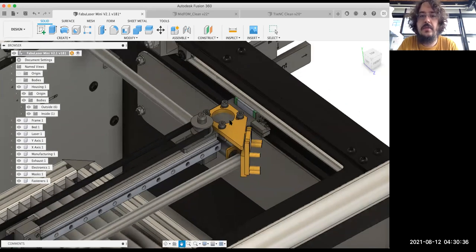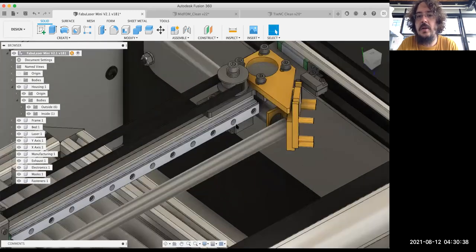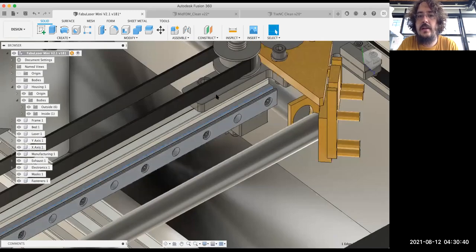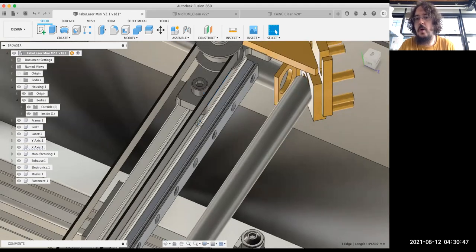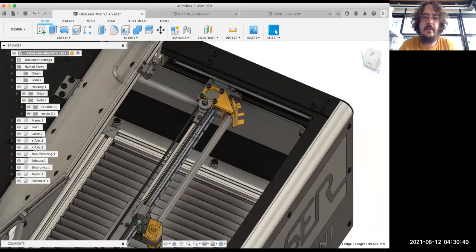So the next design will have the x-axis as a one piece. And now it's a linear guide here, profile here, this holder here on the right, one other holder on the left, lots of screws over here, and this is a huge problem we have right now.